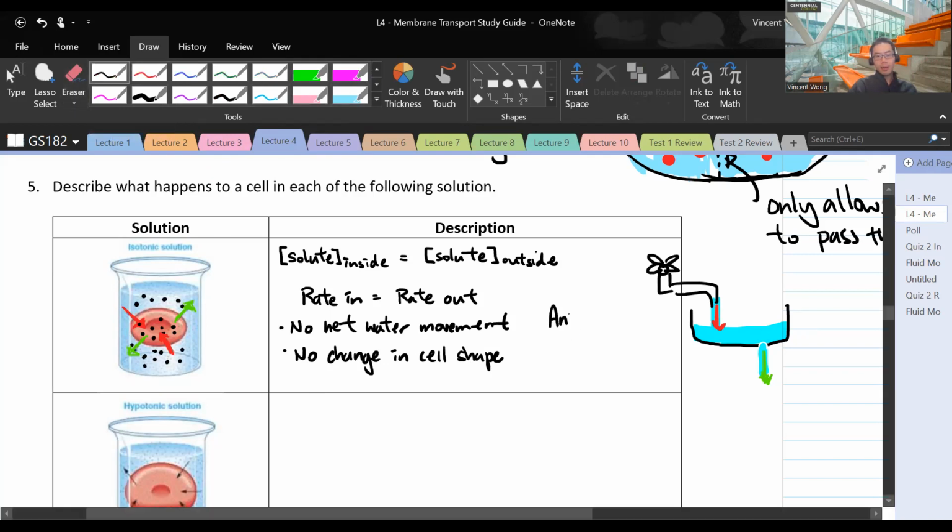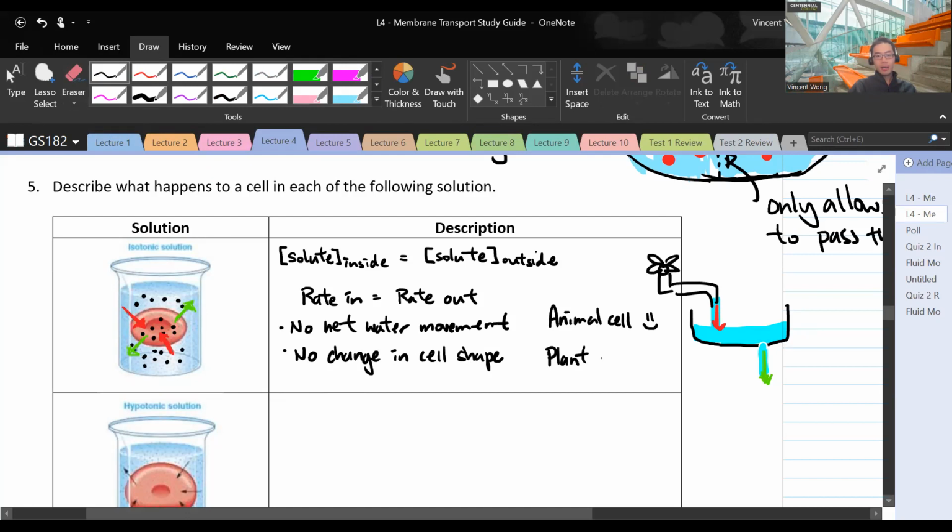If we are talking about an animal cell, they are going to be happy. Okay? This is the preferred state for animal cells. Your blood should be isotonic so that your red cells are going to be happy.